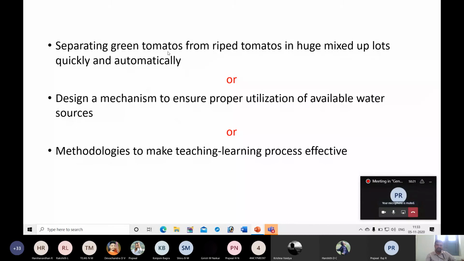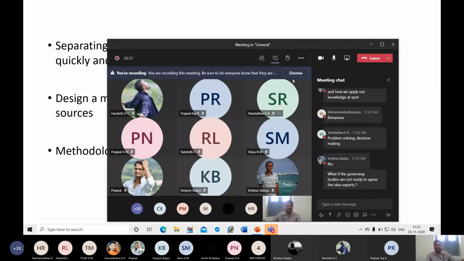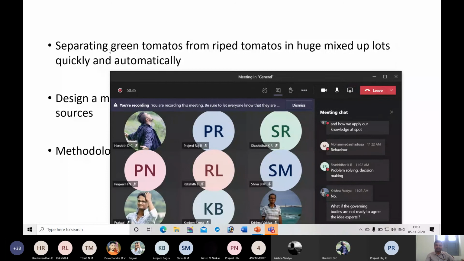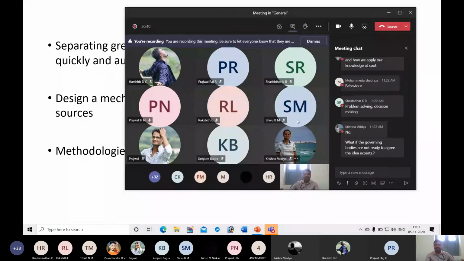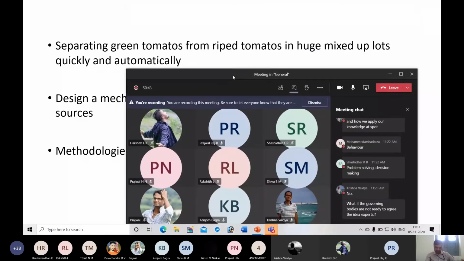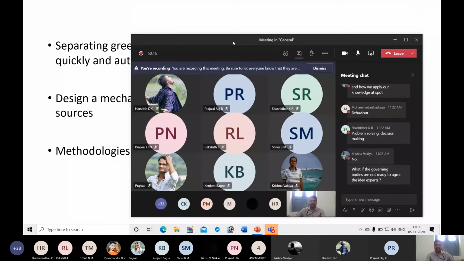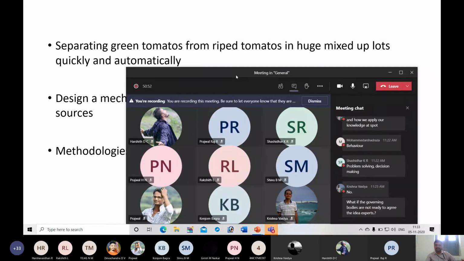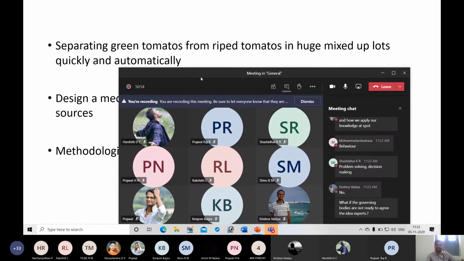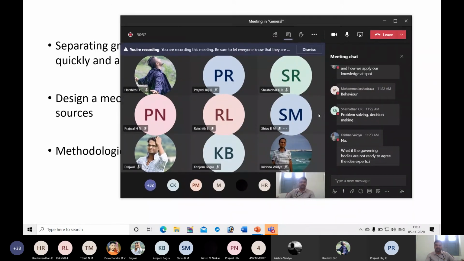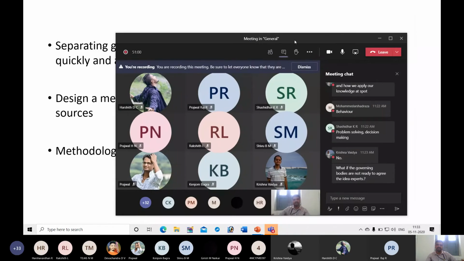Separating green tomatoes from ripe tomatoes in huge mixed up lots quickly and automatically. If this is a problem given to you, what is your idea? How can we achieve this? In a lot, you have to separate ripe and green tomatoes. Usually ripe tomatoes will be red or orange in color. So how can we separate green and red or ripe tomatoes? What are the possible ways in which you can achieve this?